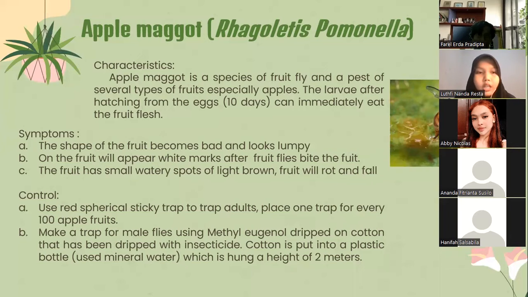How to control: we can use a red spherical sticky trap, placing one trap for every 100 apple fruits. And then we can make a trap for male flies using methyl eugenol, dripped on cotton that has been dripped with insecticide. The cotton is put into a plastic bottle. You can use a mineral water bottle, which is hung at a height of 2 meters.